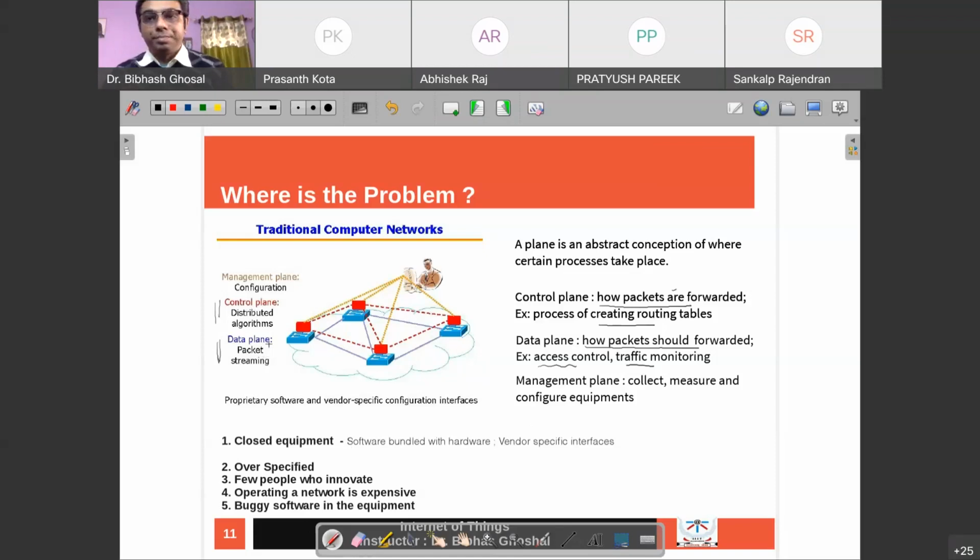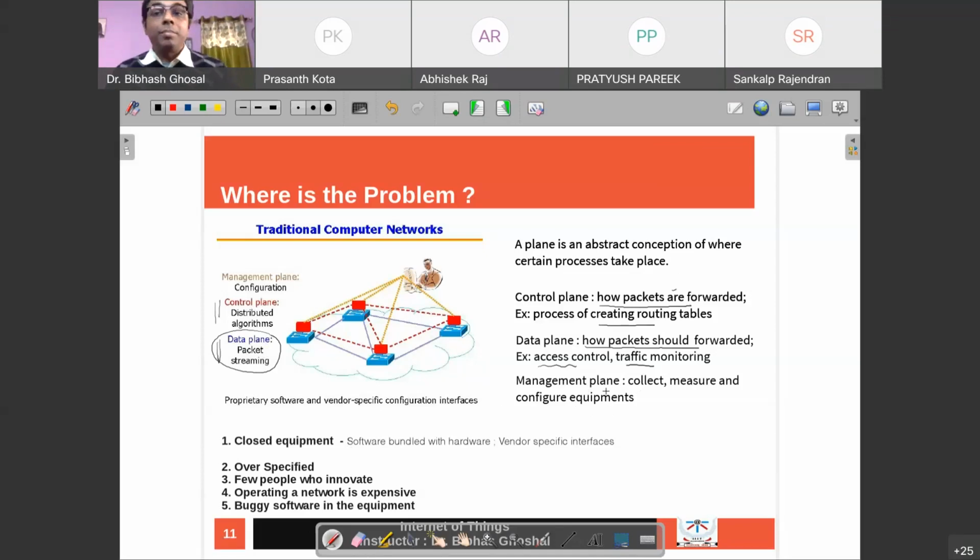Okay, this actually involves the different network devices, the different kinds of switches you are going to use. And the third is the configuration. That is the management, which collects, measures, and configures. This is the traditional computer network. And the problem is that all three are at the same place. Okay, all three are in the same place.